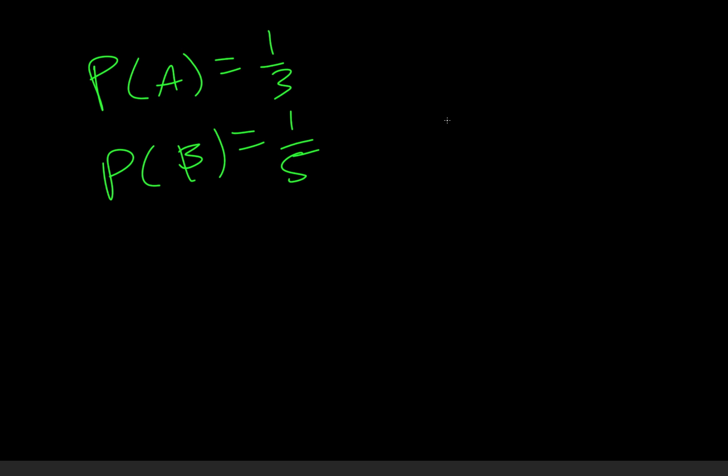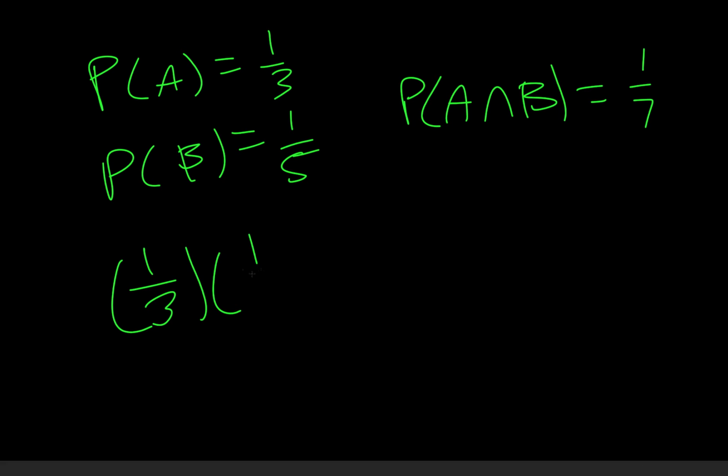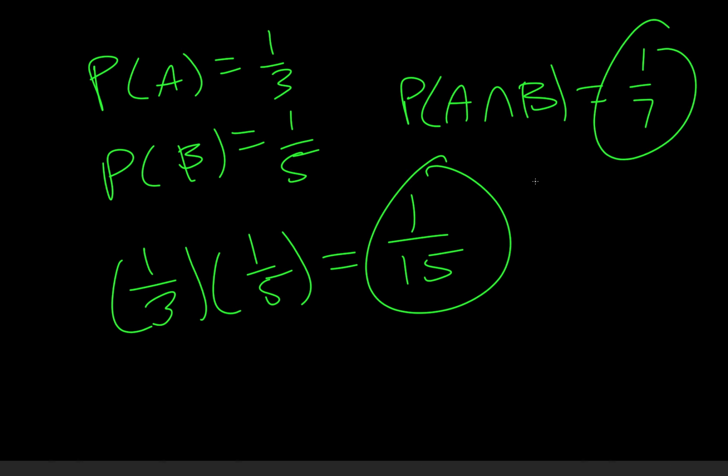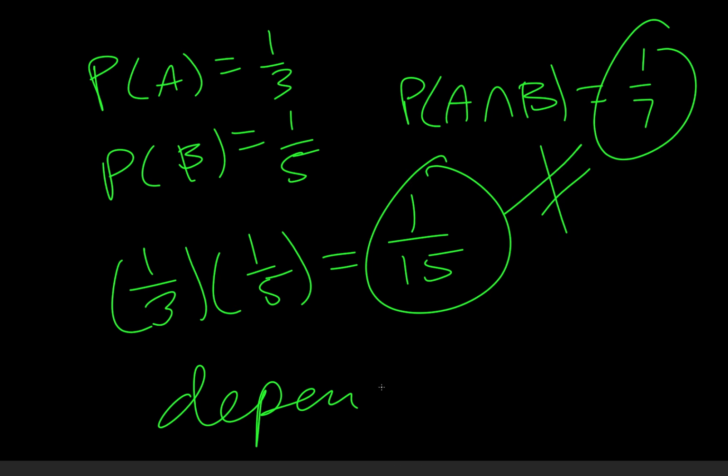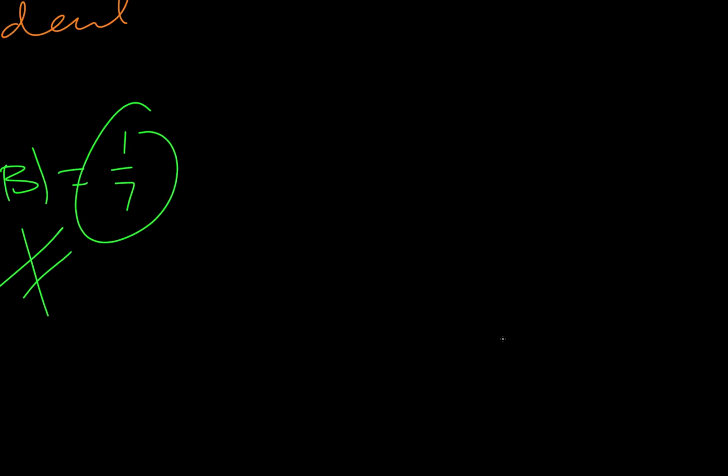Okay. Now, what if we had P of A equals 1/3, P of B equals 1/5, and P of A and B equals 1/7. Well, we take these, we say 1/3 times 1/5, and that's equal to 1/15. Since those don't equal, we say that this is dependent. Okay? Alright, that's the basic idea of independence.